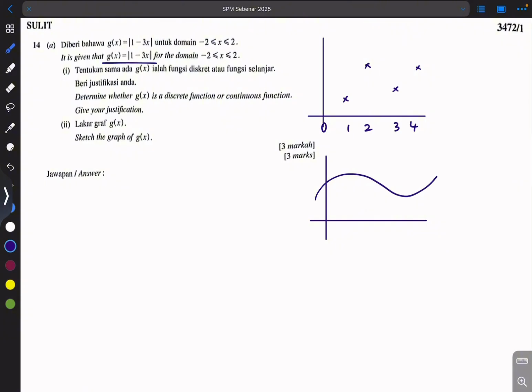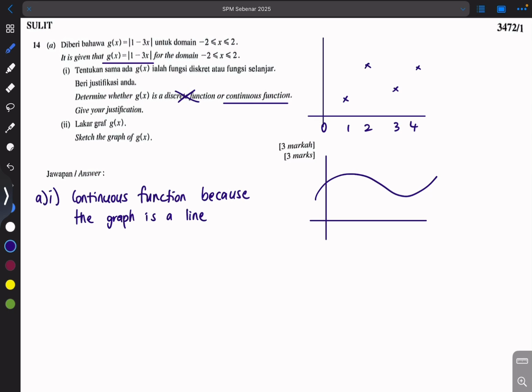So in this case, g(x) is modulus of 1 minus 3x. This will be a graph. If you remove the modulus, this is going to be a straight line graph, y equals mx plus c. With the modulus, we have to flip it up. So basically it has a continuous line, so it has to be a continuous function. So we can say continuous function because the graph is a line or continuous line with no gaps.